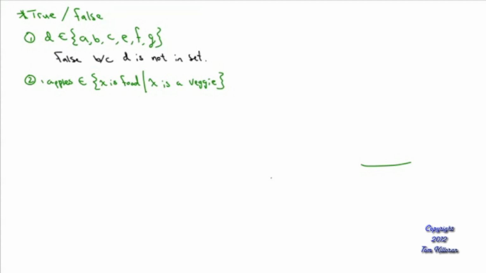True or false? Why? Apples are not a vegetable. They're not? No. Oh, darn it. I eat them as vegetables all the time. Oh, well, it's false. Apples are a fruit, not a vegetable.